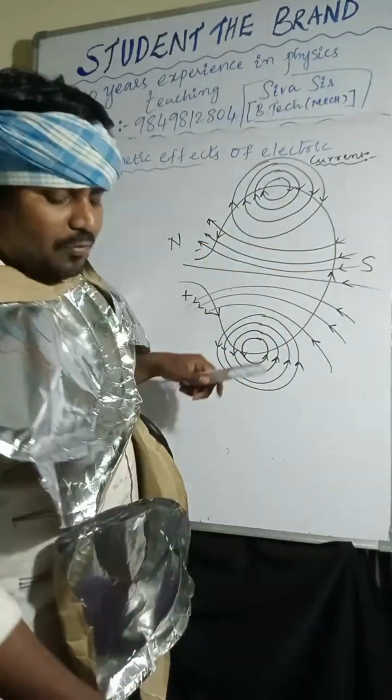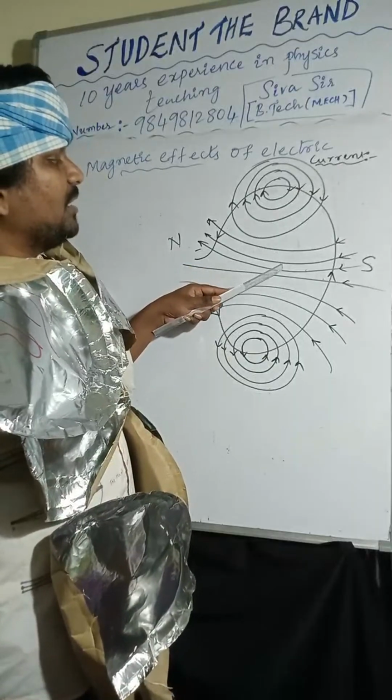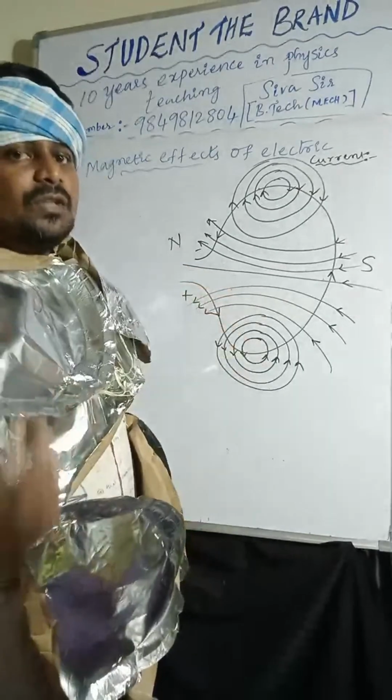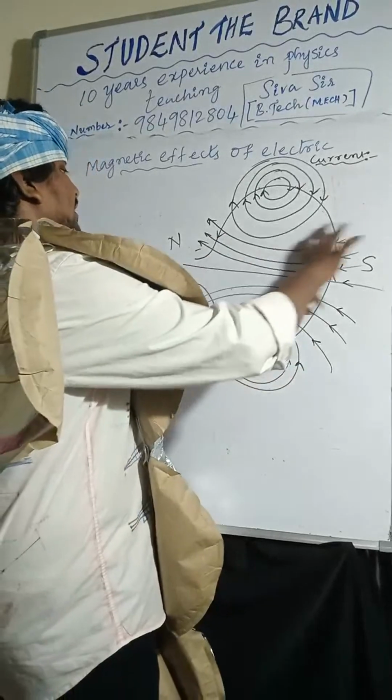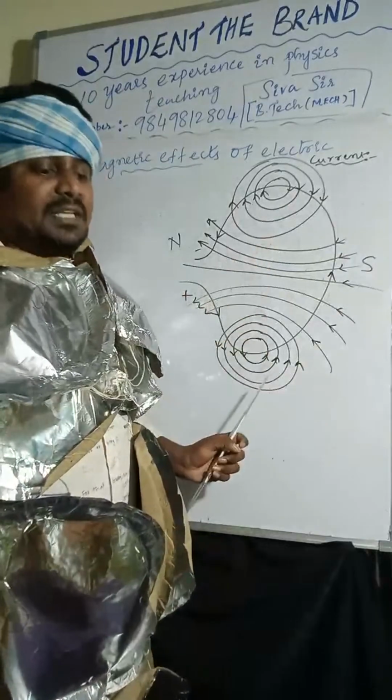So one magnetic field will be added to another magnetic field. Then a uniform magnetic field will be created at the center. So the magnetic field will be more at the center than at the circumference.